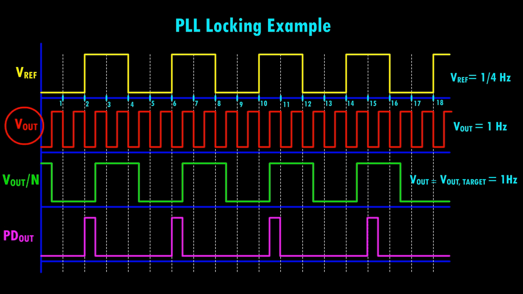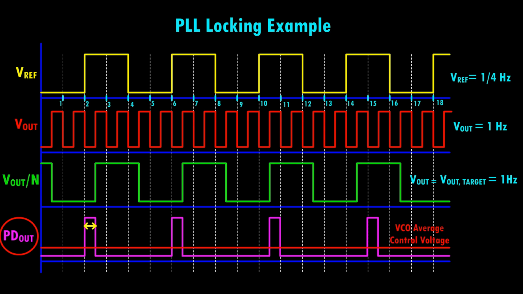Eventually, the VCO frequency will reach the desired target of 1 Hz. At this point, the phase frequency detector output will appear as shown. The phase frequency detector continues to produce pulses of finite duration. These pulses are essential because they maintain the VCO input control voltage at a constant level.